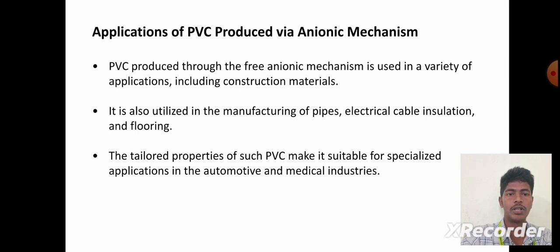Applications of PVC produced via anionic mechanism. PVC produced through the free anionic mechanism is used in a variety of applications including construction materials. It is also utilized in the manufacturing of pipes, electrical cable insulation and flooring. The tailored properties of such polyvinyl chloride make it suitable for specialized applications in the automotive and medical industries.